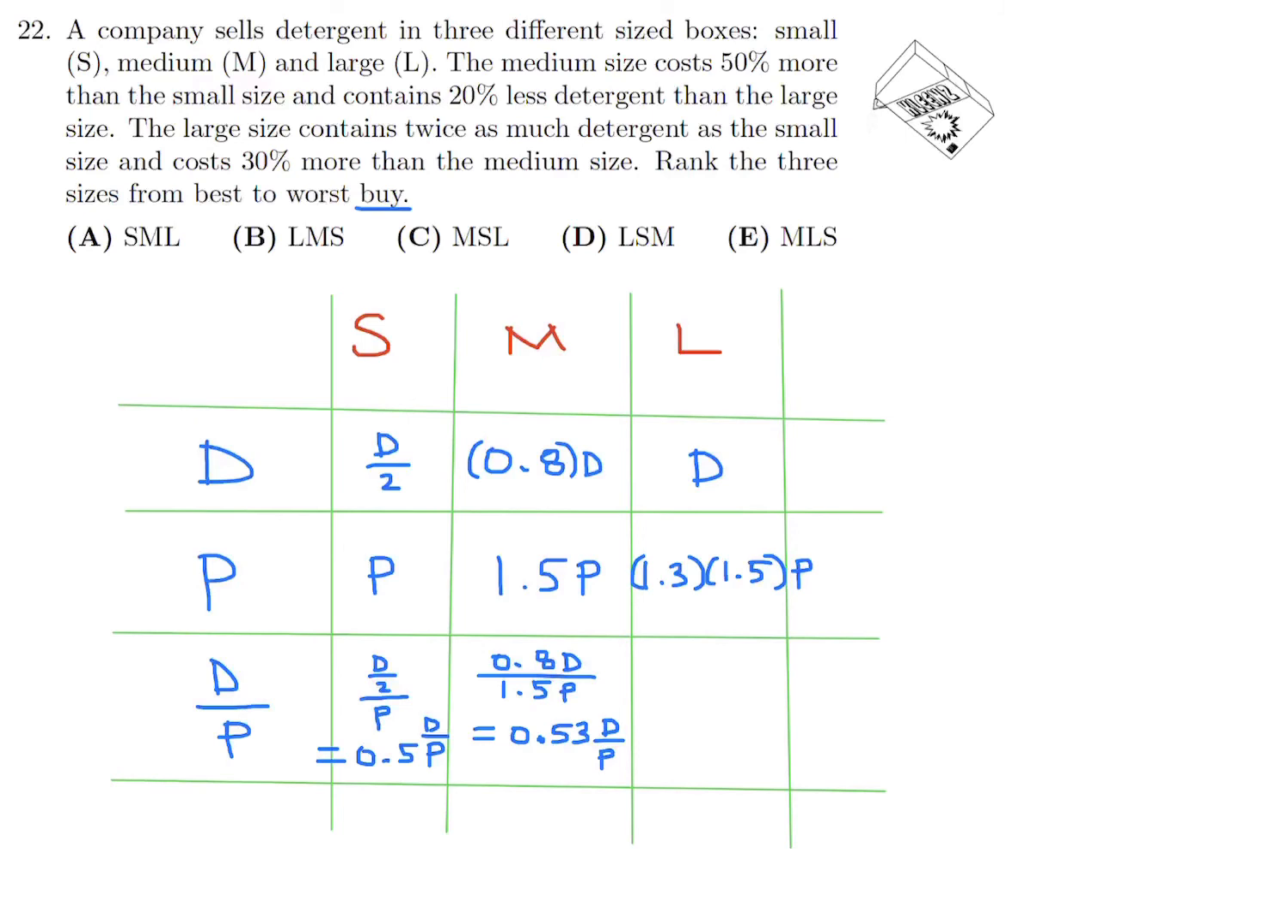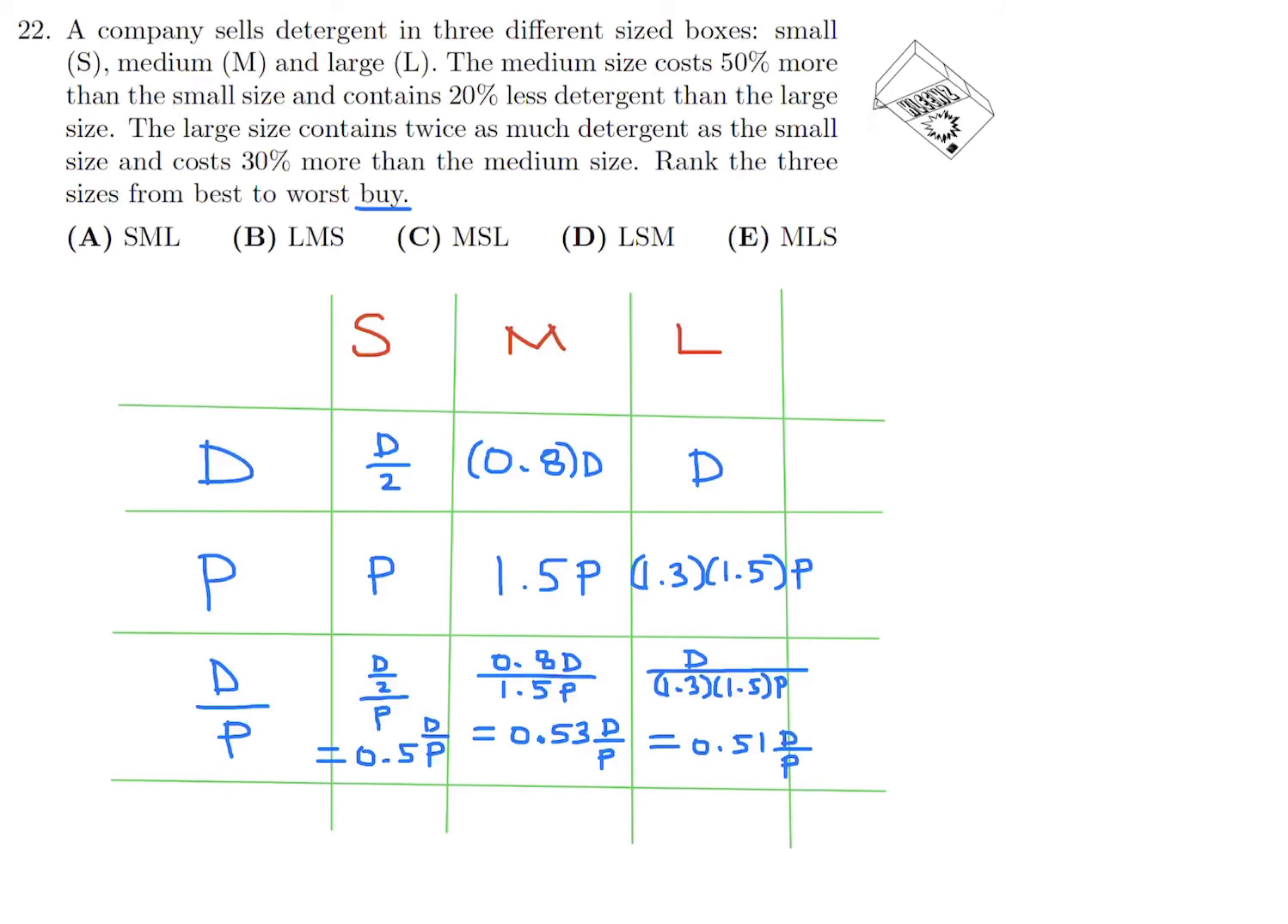And then this one, D over P, is just D over 1.3 times 1.5P, like that. And this one is 0.51D over P. So the best buy is the one where I have the highest ratio for D over P, and the worst buy is obviously the lowest. So they want you to rank them from best to worst.